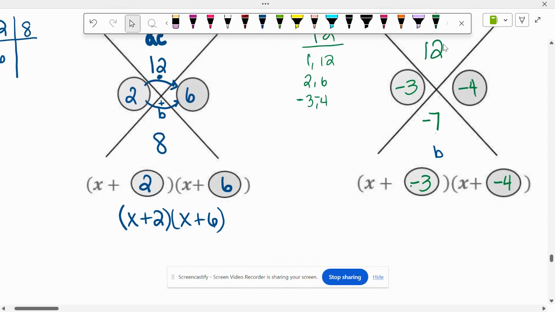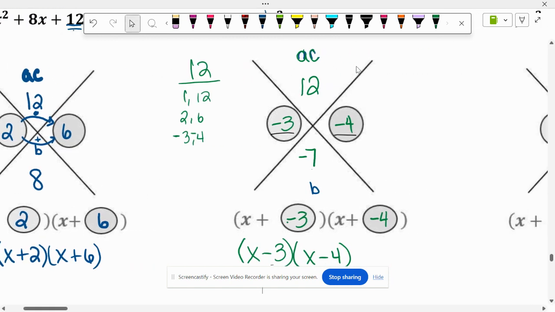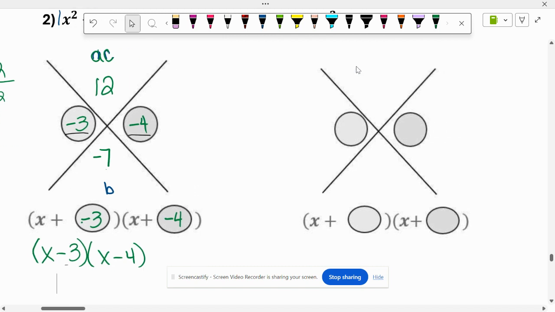So how can I write those two binomials? Yes, ma'am. Yeah. So remember the factors that you choose. So we chose a -3 and a -4, x -3, x -4 are the factors that you use. It works just like that. So let's try it again.